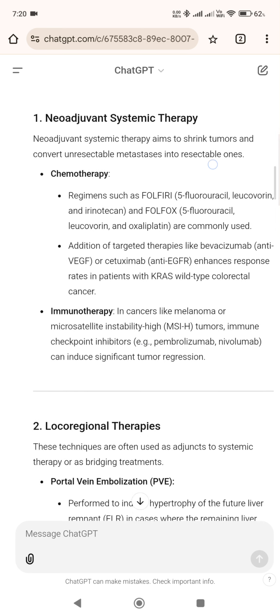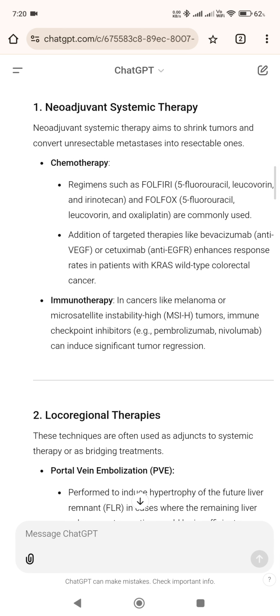1. Neoadjuvant systemic therapy. Neoadjuvant systemic therapy aims to shrink tumors and convert unresectable metastases into resectable ones. Chemotherapy: regimens such as FOLFIRI (5-fluorouracil, leucovorin, and irinotecan) and FOLFOX (5-fluorouracil, leucovorin, and oxaliplatin) are commonly used. Addition of targeted therapies like bevacizumab (anti-VEGF) or cetuximab (anti-EGFR) enhances response rates in patients with KRAS wild-type colorectal cancer.